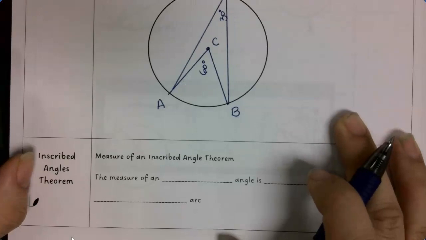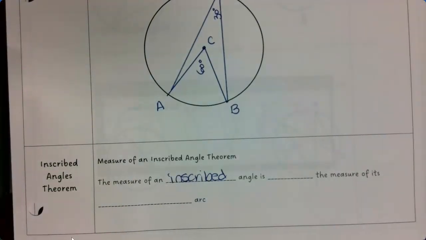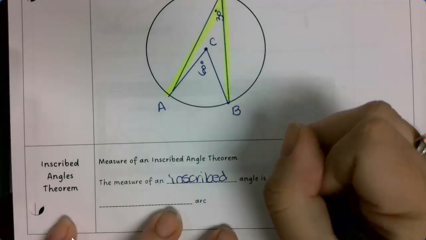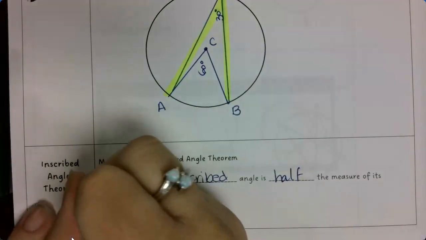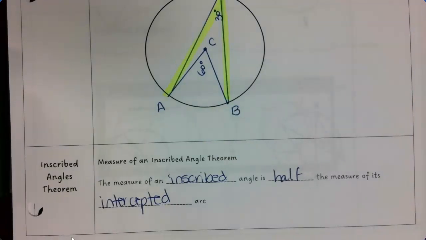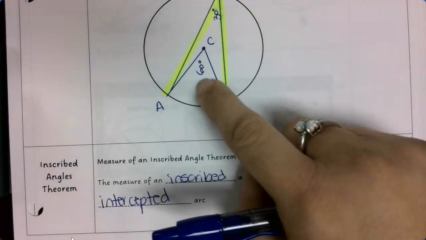So the inscribed angles theorem states that the measure of an inscribed angle, so that is this angle right here, is half the measure of the intercepted arc. So notice, this 30 degrees is half of the 60 right there.